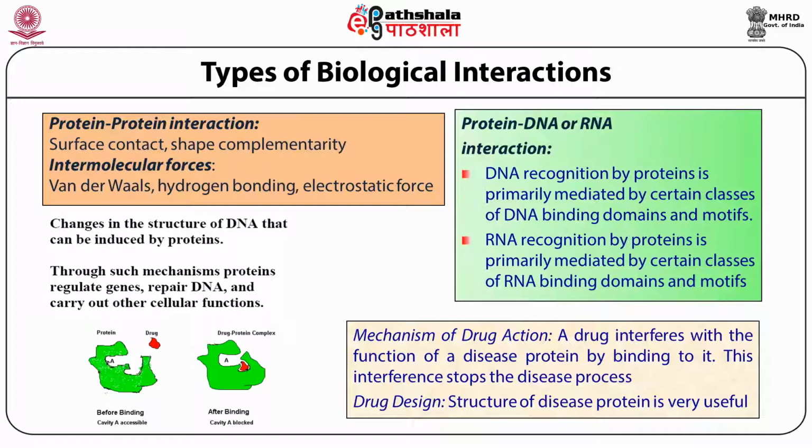Moreover, protein ligand interaction is useful for drug designing, where a drug interferes with the function of a disease protein by binding to it. This interference stops the disease process, and this is the main tool utilized for structure based drug design. Here you can see in the figure that the protein has a certain binding region where a particular ligand can easily bind in the cavity, and the complex is stabilized by a large number of non-covalent interactions.